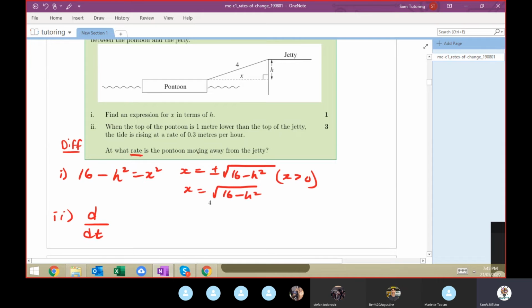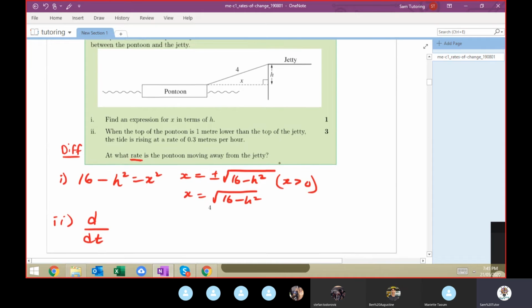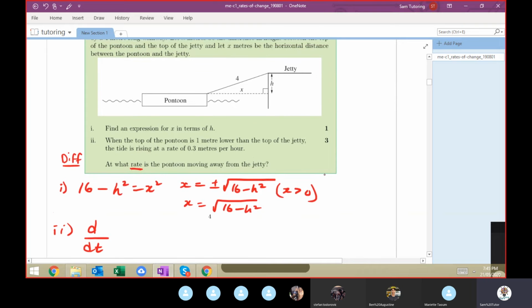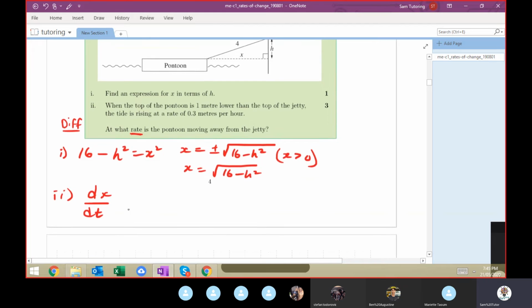At what rate is the pontoon moving away from the jetty? What letter would that be? D what on dt? X. dx. So you've got to find dx on dt. And the way we do these is that we write dx on the top and we multiply it by dt on the bottom.